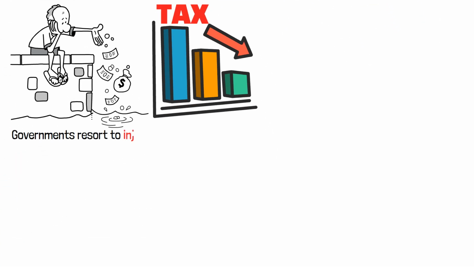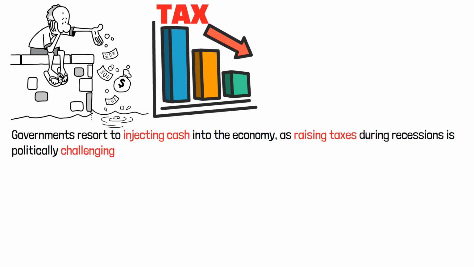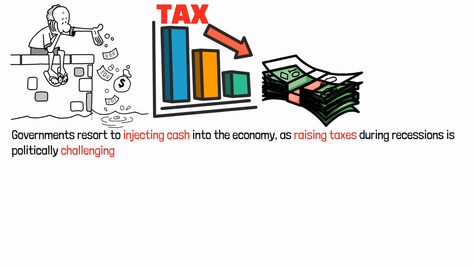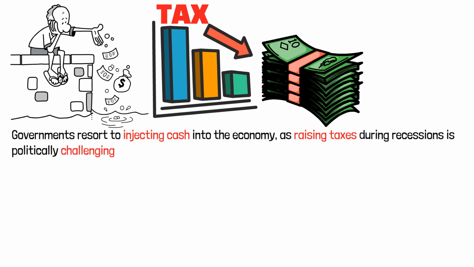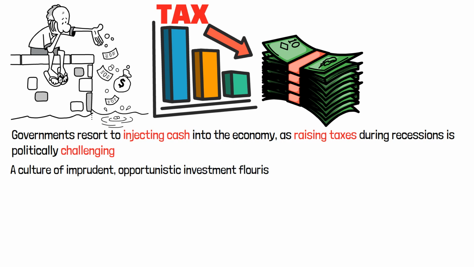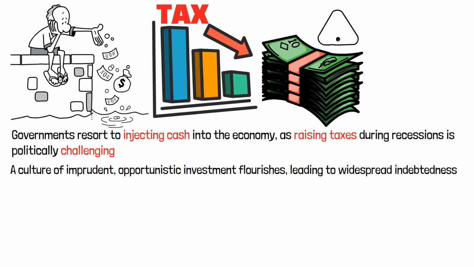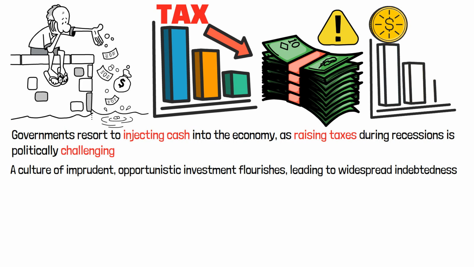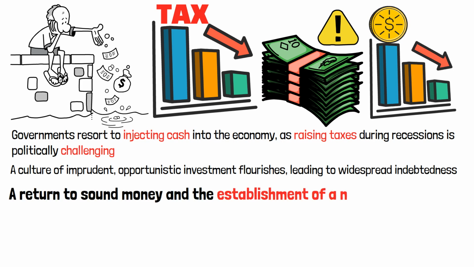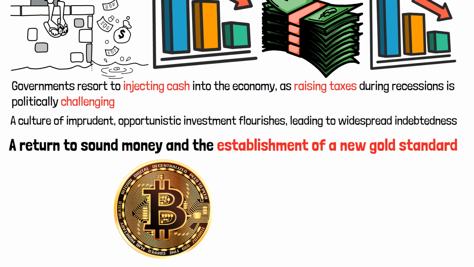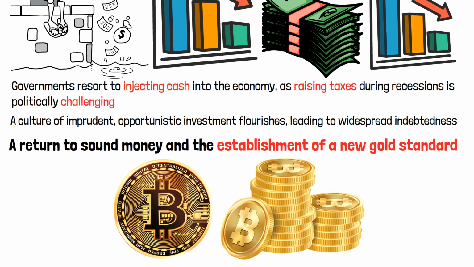Consequently, governments resort to injecting cash into the economy, as raising taxes during recessions is politically challenging. This surge in the money supply alters spending behaviors, tilting individuals towards immediate gratification over saving. Consequently, a culture of imprudent, opportunistic investment flourishes, leading to widespread indebtedness. This cycle perpetuates crisis. Government intervention triggers recessions, exacerbated by Keynesian responses. However, an alternative exists: a return to sound money and the establishment of a new gold standard. Emerging technologies like Bitcoin hold promise in facilitating this transition.